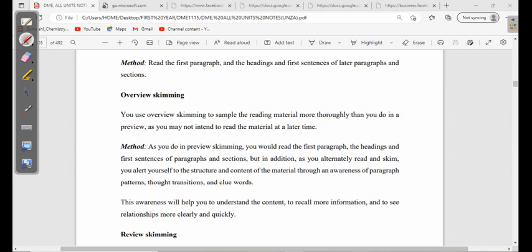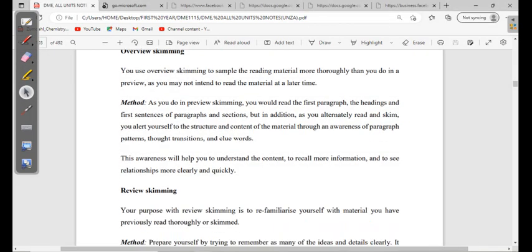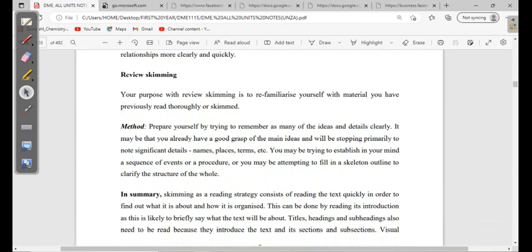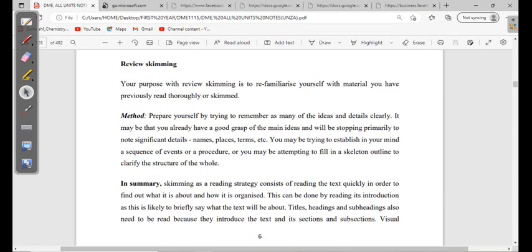So this awareness is going to help you to understand the content and also to recall more information and to use relationships more quickly and clearly. So that is why you make yourself aware of the content that is in that book. So that is the difference between preview reading and overview reading. Overview, remember, is just a bit in detail. And then, we've got preview, overview, and the last type of skimming is review skimming.